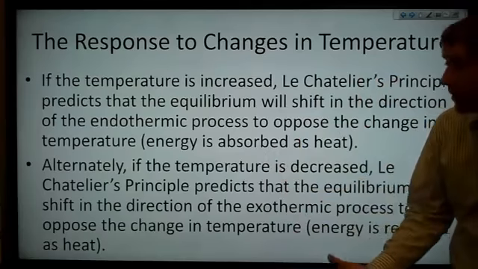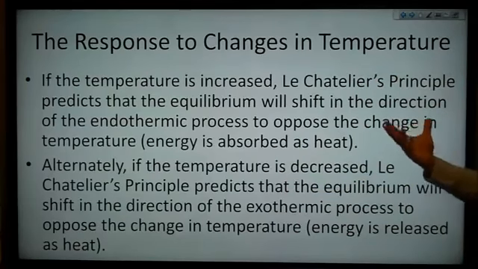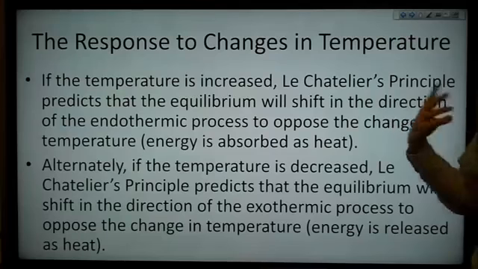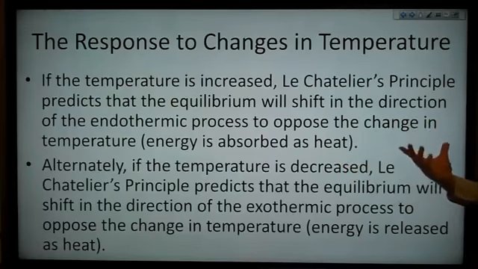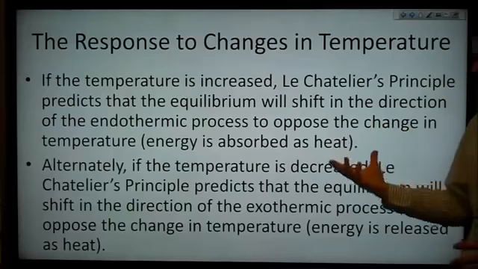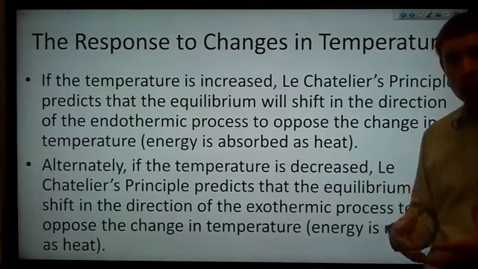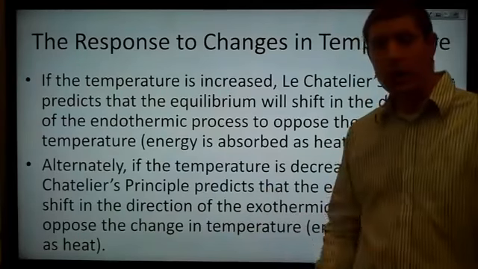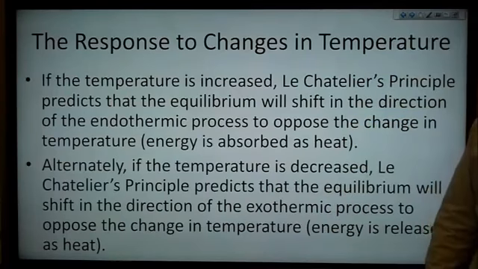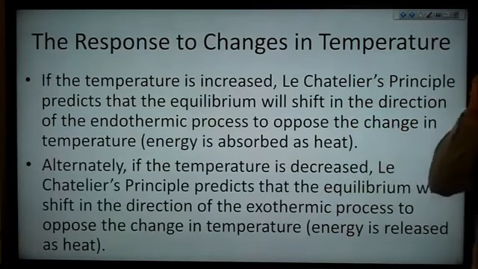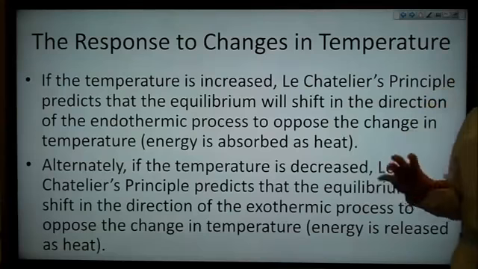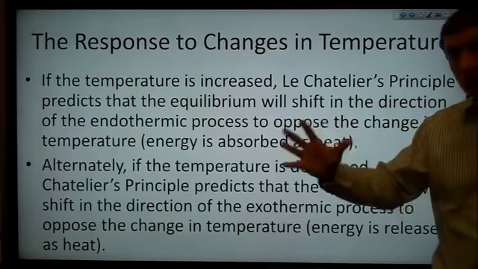So if the temperature is increased, Le Chatelier's principle predicts that our equilibrium will shift in the direction of the endothermic process to oppose the change in temperature, right? So energy is absorbed as heat in the endothermic process, so the endothermic process should occur more, and that will shift our equilibrium position in that direction.